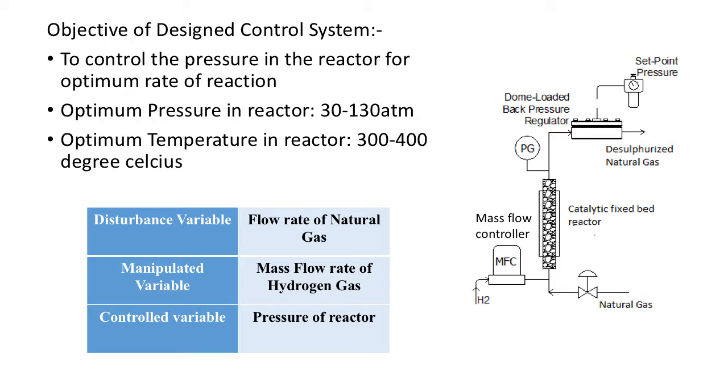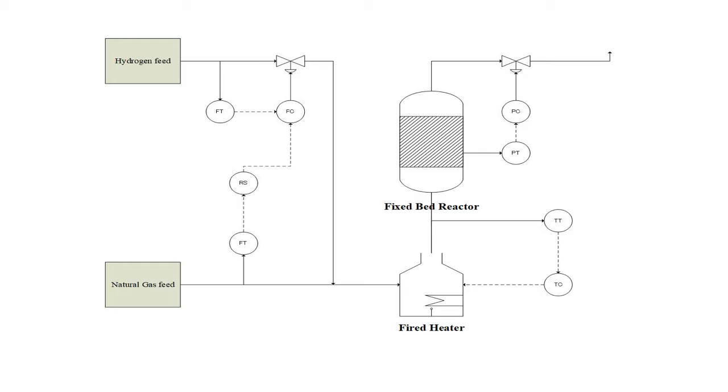The disturbance variable is found to be the flow rate of natural gas, while the manipulated and controlled variables are the mass flow rate of the hydrogen gas and the pressure of the reactor. For the proposed control system, it is proposed that a ratio station be added in combination with flow controllers and a valve to control the ratio of the hydrogen feed and the natural gas feed, while a fired heater is added before the reactor with a temperature controller to control the temperature of the feed into the reactor, while a pressure controller is attached to the reactor to control the pressure inside the reactor.